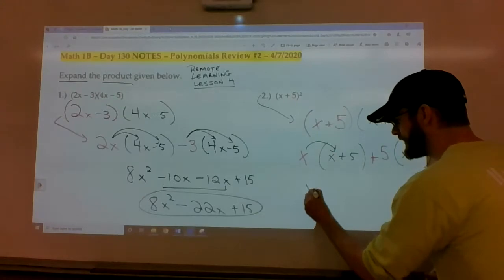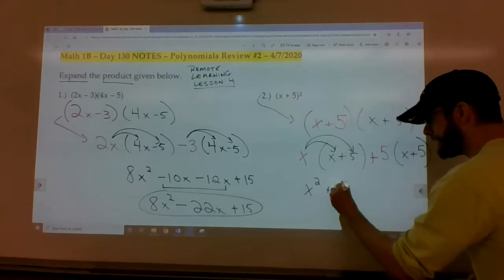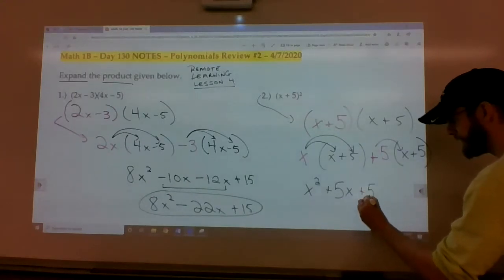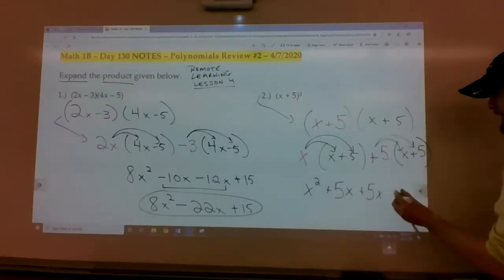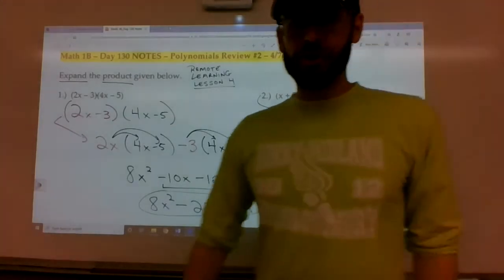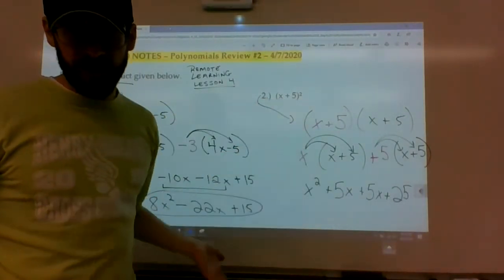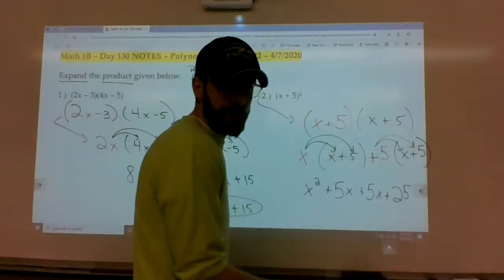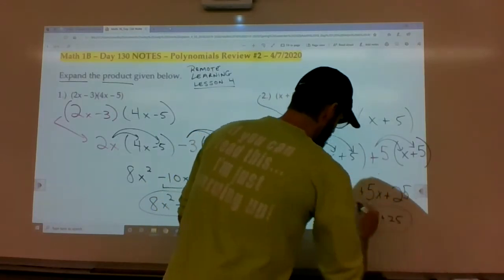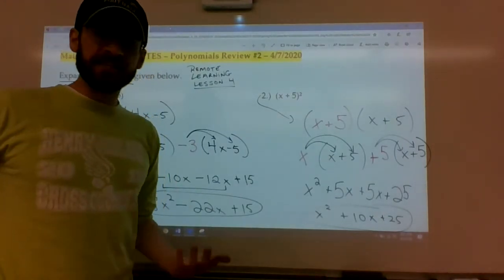x squared plus 5x plus 5x plus 5 times 5. So if we were to try to create a fake shortcut of just x squared plus 5 squared, we'd be missing the fact that there's 10x in the middle. And then again, you've successfully expanded that product as well. Let's take a look at the next two examples.